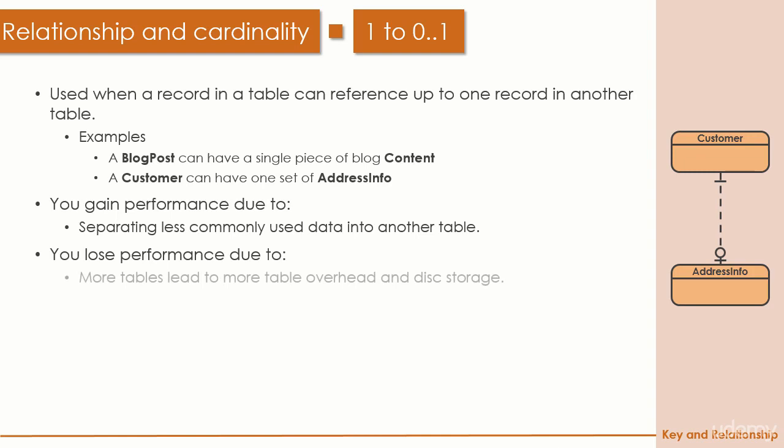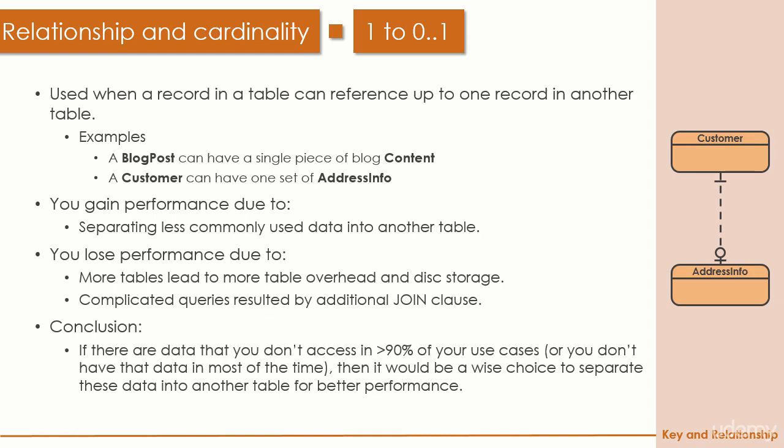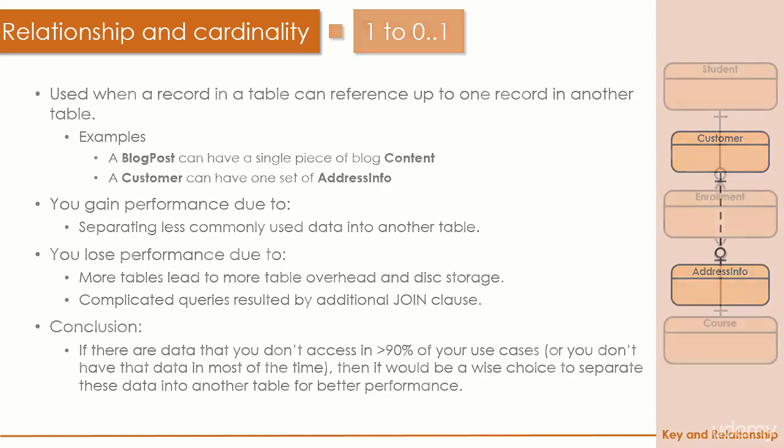On the other side, you lose performance because you need more storage space to store the structure of the table if you have data, and a more complicated query, since when you request the result you need to join two tables together to return both the customer and the address. The conclusion is, if in most cases, say more than 90%, you don't want to read the referencing table record, then you can split it. Otherwise, we suggest you put it back in a single table.